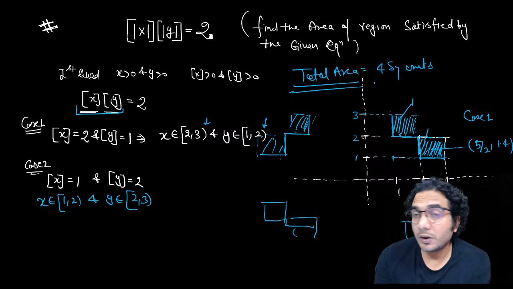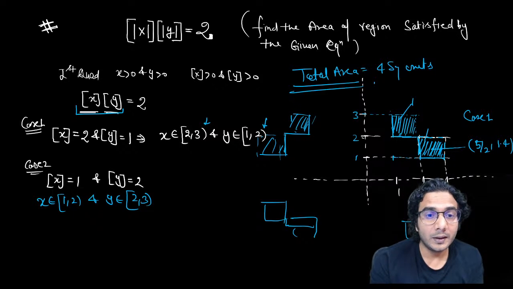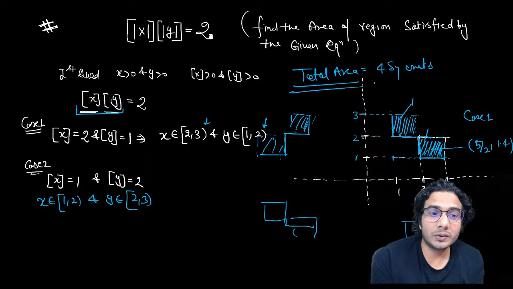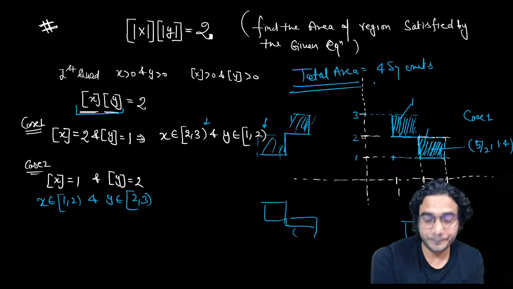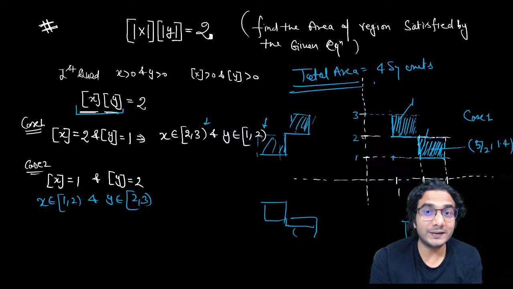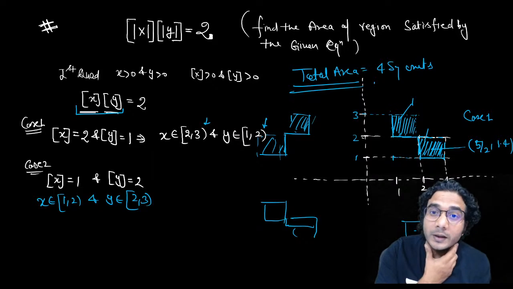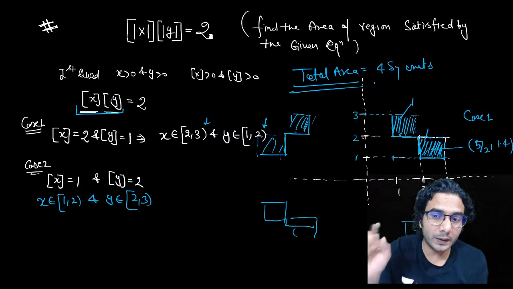If you write greatest integer of x into greatest integer of y is equal to 6, then it will be different, because 6 can be written as 1 into 6, 2 into 3, right? So the number of cases will increase. As one case gives you one box, as many cases as you can frame, that many boxes will exist. I hope you're getting it. What will happen if I change the number from 2 to some other number? The number of cases will increase and each case will give you one box.